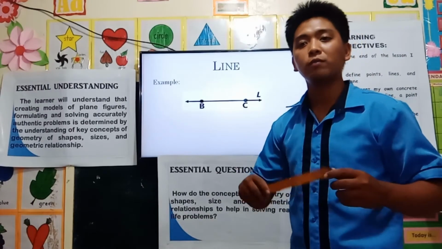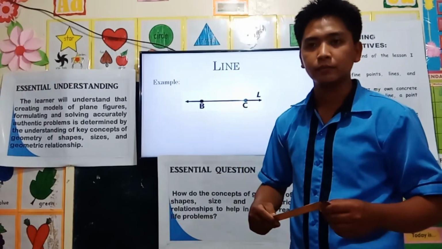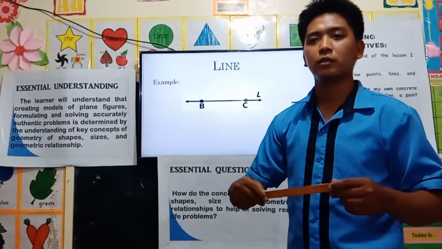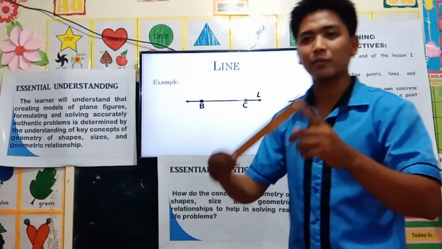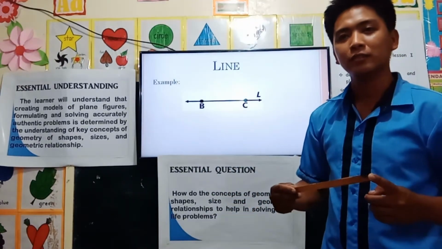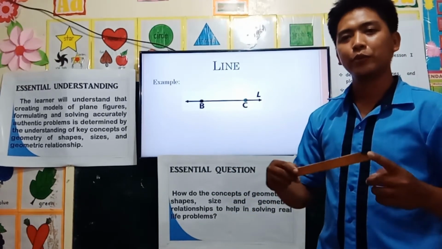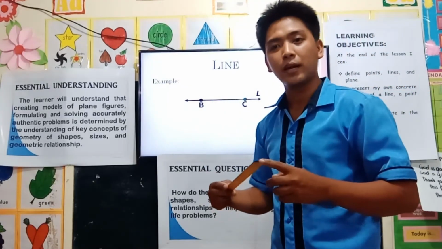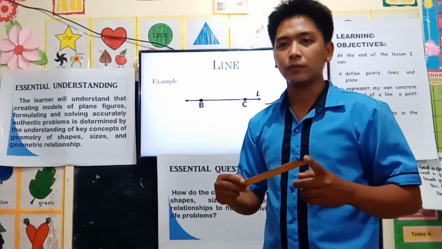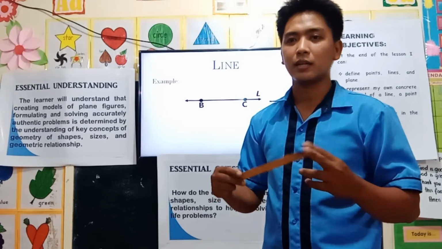Okay, who can give me an object that can represent the line? Yes? Yes, very good. This ruler can represent the line. Very good. Now, did you understand what a line is?